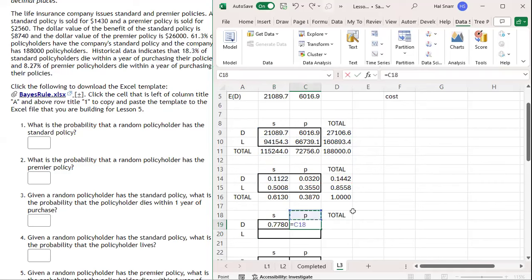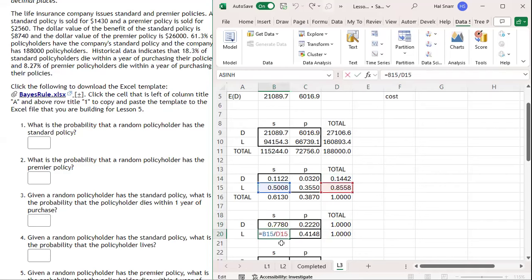And then we'll do the same thing. So given that the people die, what's the probability that they're premier? Now, these two things add up to 1, right? Remember that from when we were doing pivot tables? Those two things add up to 1. So what I'm going to do here is copy that right there, and then I'm going to copy these two down here.